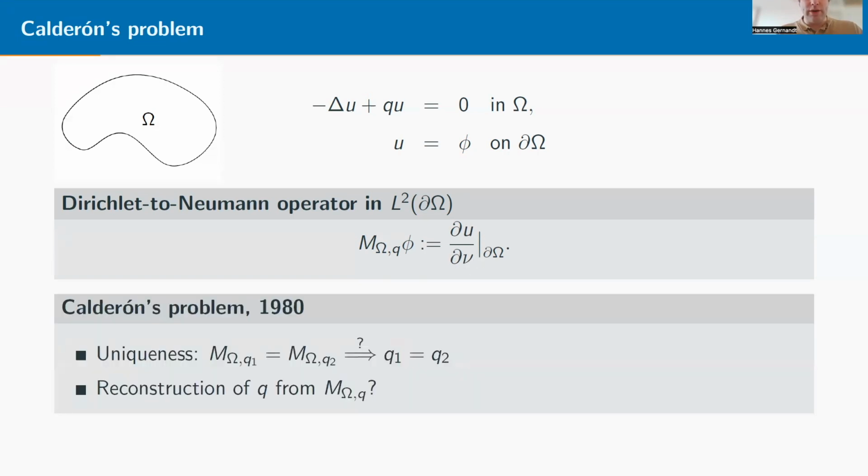And what is then Calderon's original problem from the 80s? It is regarding the uniqueness. If I have the Dirichlet to Neumann operator for some domain omega and for two different potentials, Q1, Q2, does this then imply that the potentials coincide? And even more, there's a question of reconstructing the potential from the Dirichlet to Neumann operator. So this is the original Calderon problem.